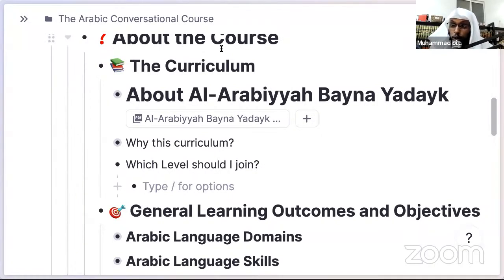So book 1A, which is units 1 to 8, first mustawa, is level 1. Book 1B, which is units 9 to 16, is level 2. Now we're going to start, inshallah ta'ala, book 2A, which is Al-Mustawa Al-Thani, the green book, from 1 to 8. And like I've said before, it's a major jump from the previous level.